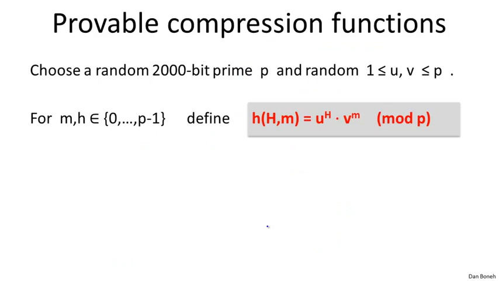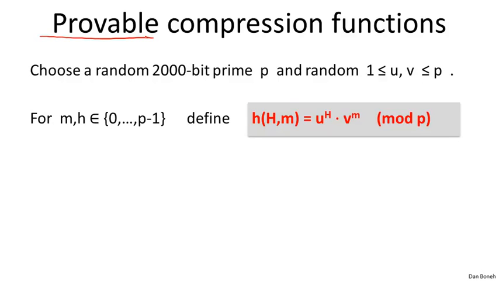It turns out there's another class of compression functions that's built using hard problems from number theory, and I want to very briefly show you one example. We call these compression functions provable because if you can find a collision on this compression function, then you're going to be able to solve a very hard number-theoretic problem, which is believed to be intractable. As a result, if the number-theoretic problem is intractable, the resulting compression function is provably collision resistant.